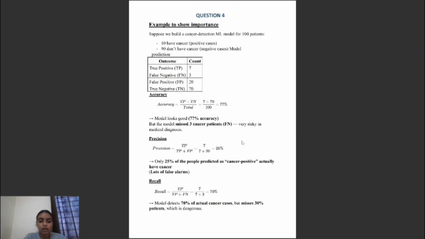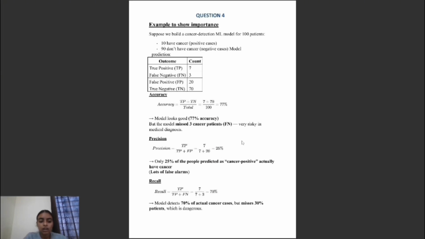If we calculate accuracy, we get 77%. At first glance, 77% accuracy looks good, but the model misses 3 cancer patients, which is dangerous. The precision of the model is very low. Only 25% of the people predicted positive actually have cancer. The recall is also concerning because the model detects only 70% of the actual cancer cases.